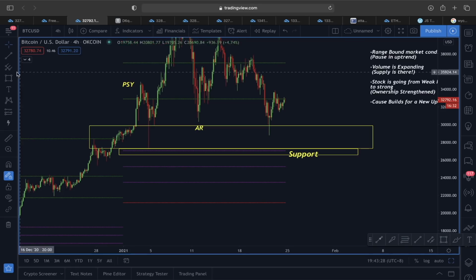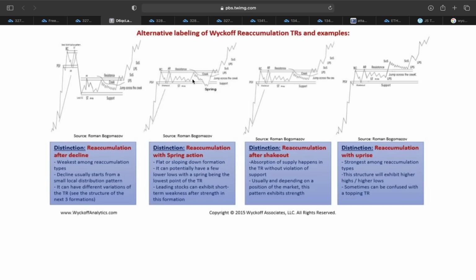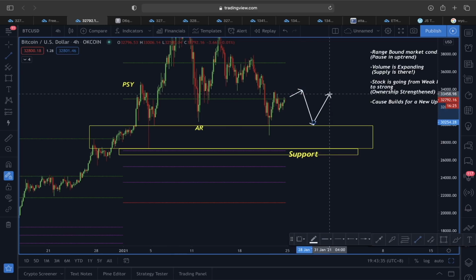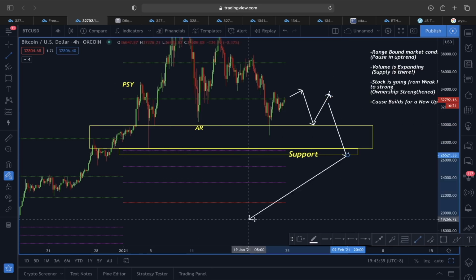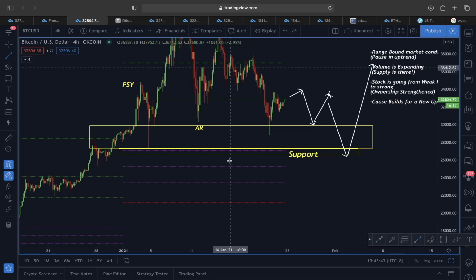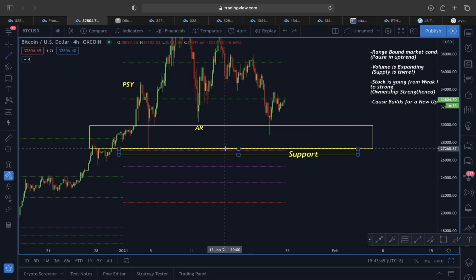So if this is going to turn out as a spring action, this reaccumulation with spring action, there could be a movement like this, and then all of a sudden the stop hunt, price coming around this monthly CPI level and then moving in an upper direction like this. And the target to the downside is going to be around 27,000.